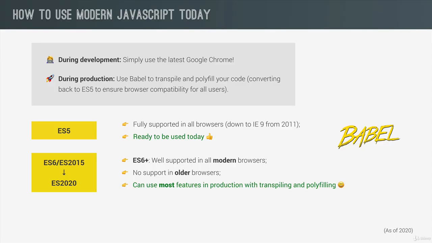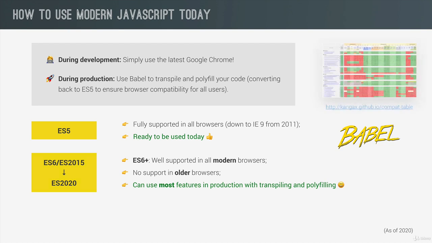And by the way, if you want to stay up to date with what features are currently supported in which browser, you can check out the ES6 compatibility table. It's really interesting. The link is actually on my resources page on jonas.io.